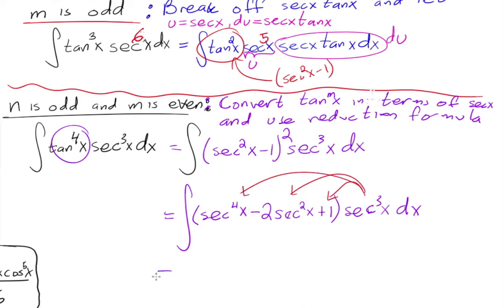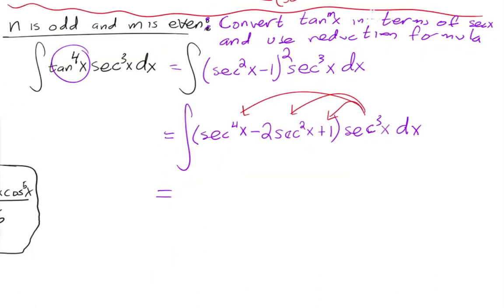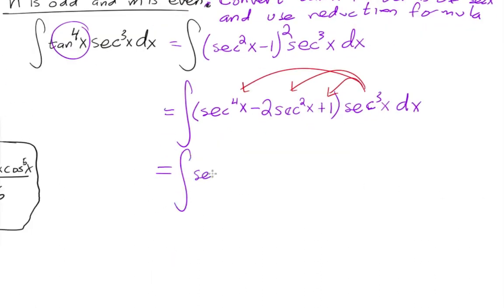So this is going to equal secant to the 7th x minus 2 secant 5th x plus secant to the 3rd x. And then here, you would use a reduction formula on secant to the 7th, right? And then that would mean you would get an integral with secant to the 5th. And then that one you could combine with this one, right?